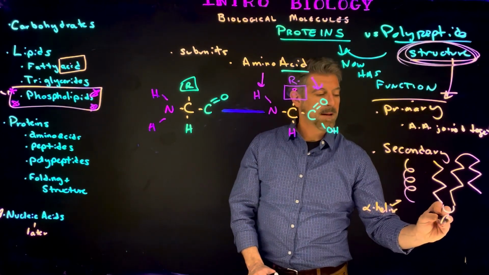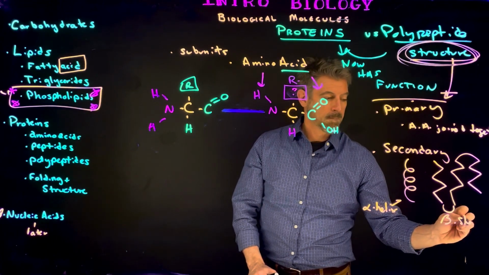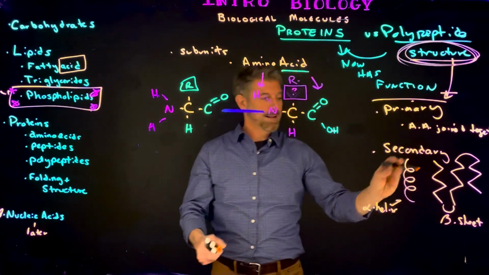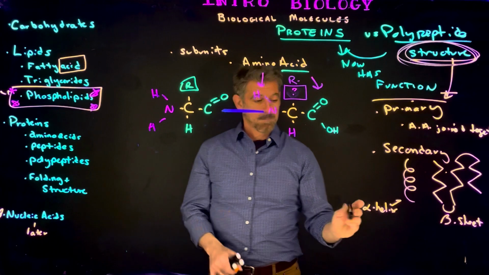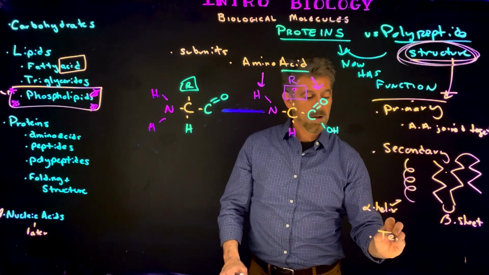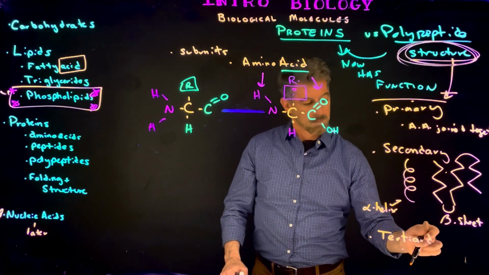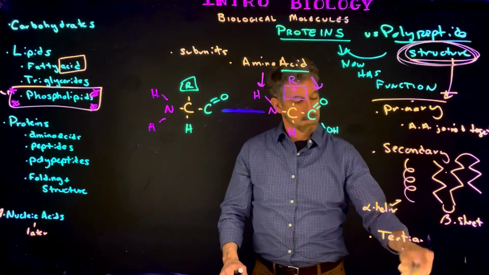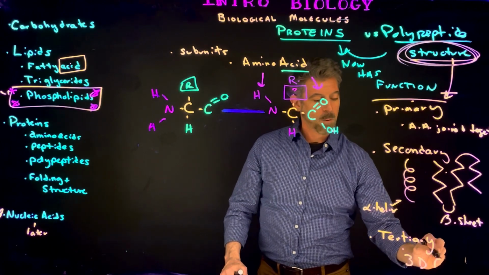And this one's called beta, that's a B, a Greek beta sheet, where there are many of these kind of joined together. And so that's the secondary structure. There's called tertiary, and that's three-dimensional folding.